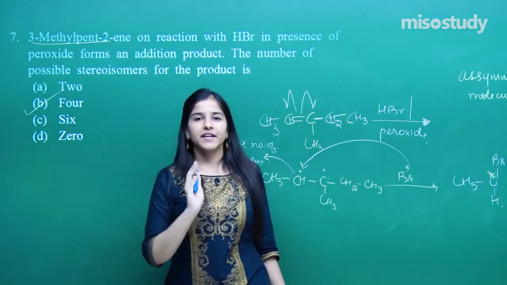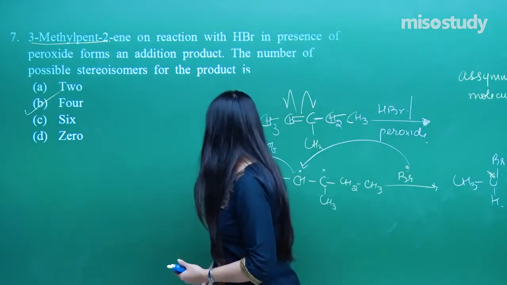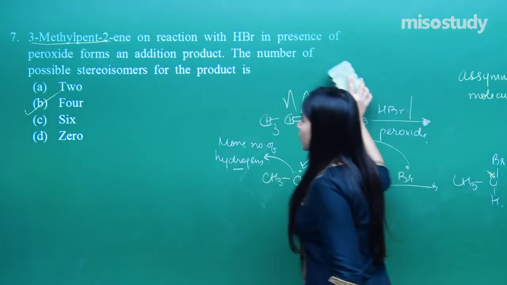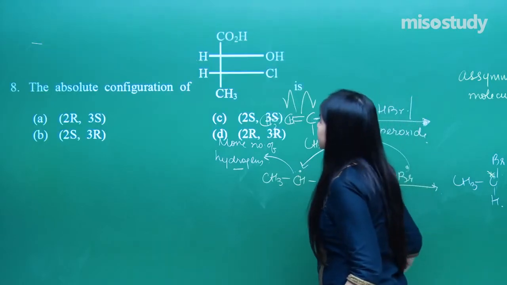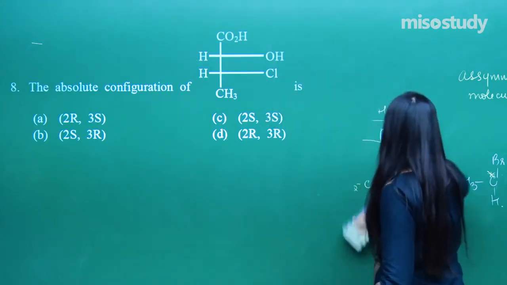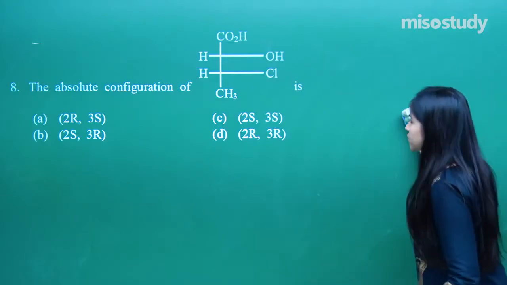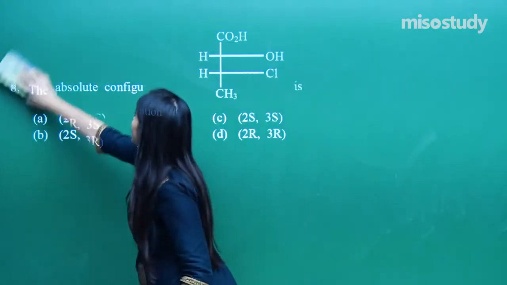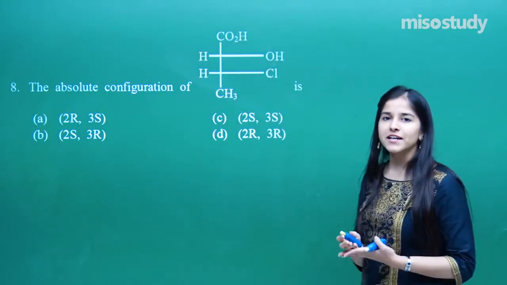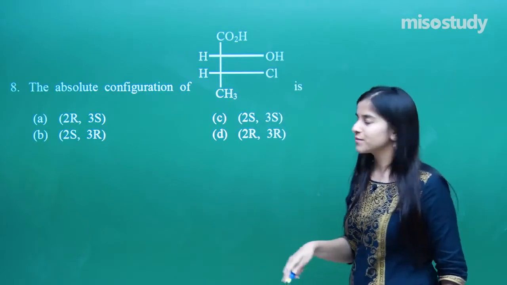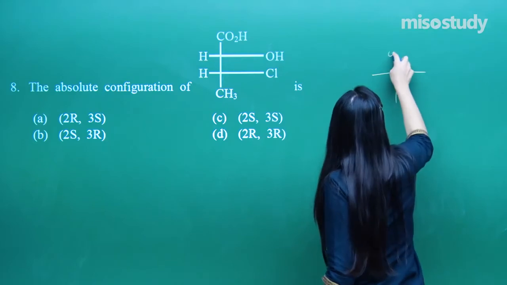So that was a very interesting question and I hope you all have followed up. Let's just now move on to the next question. Okay, now it's pretty easy. I need to find out the absolute configuration. What will it be? It's a very simple question. I need to figure out the chiral carbons and assign the priorities, and we have done ample questions of such type.